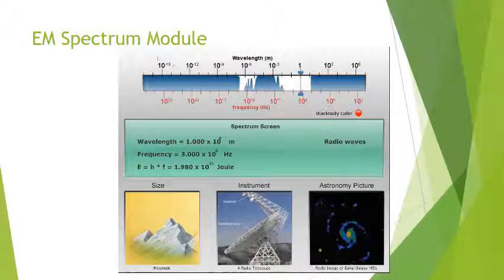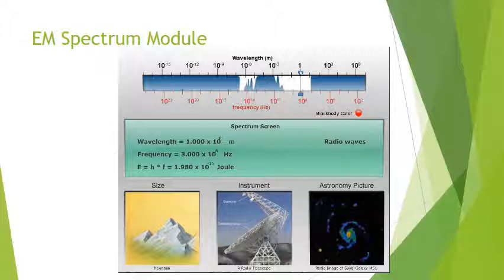Notice how the wavelengths increase from left to right on this diagram. Frequency, then, increases from right to left. They're inversely proportional. As the wavelength of a wave goes up, its frequency goes down. So let me go ahead and slide.